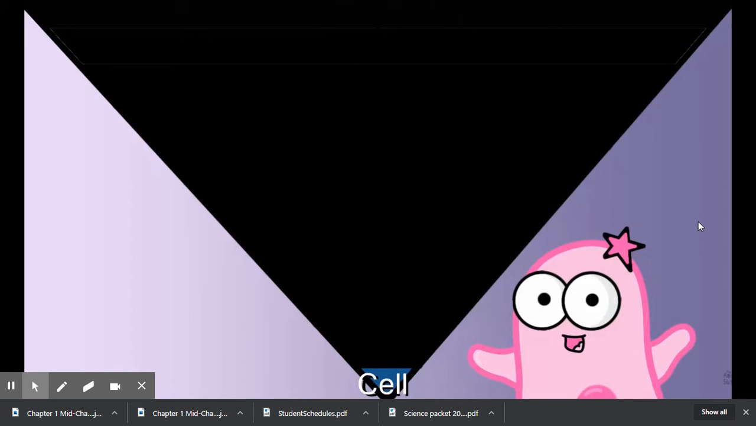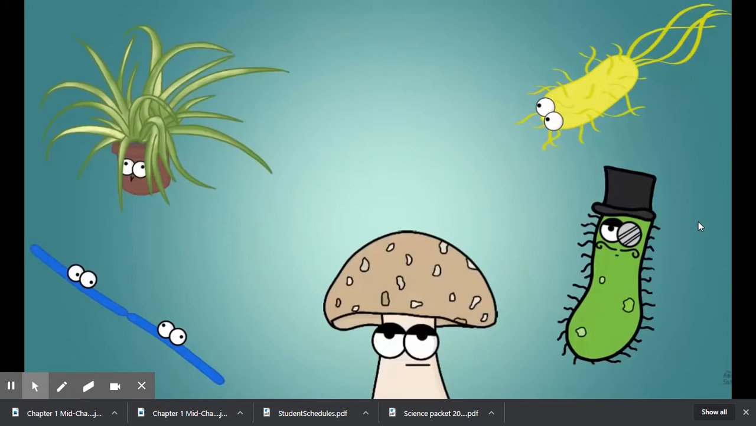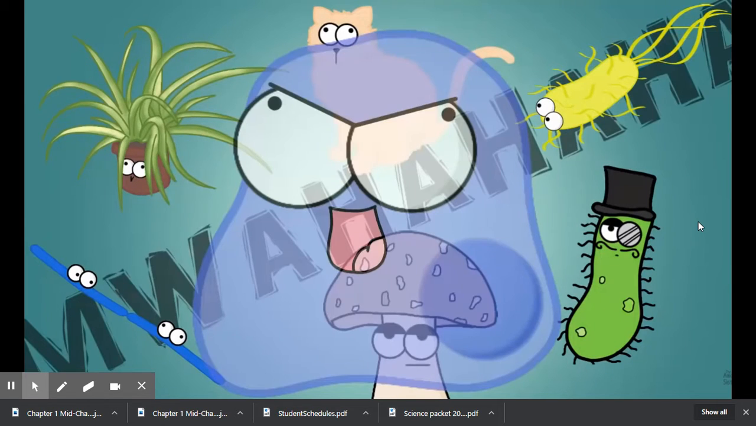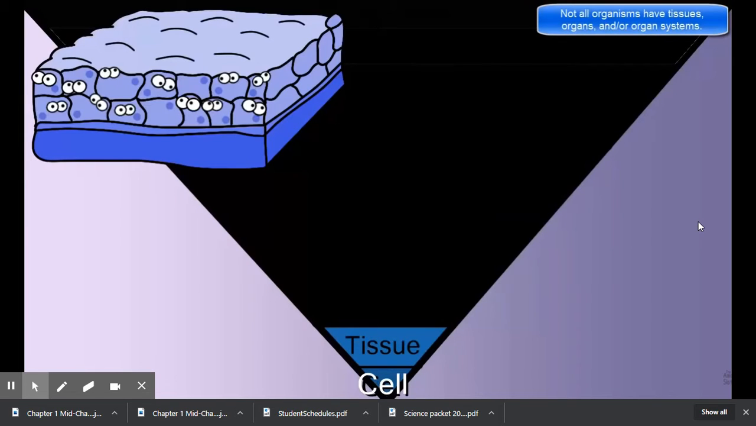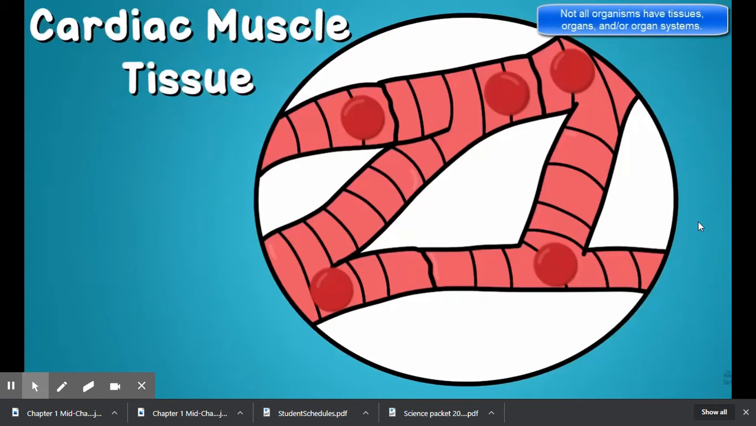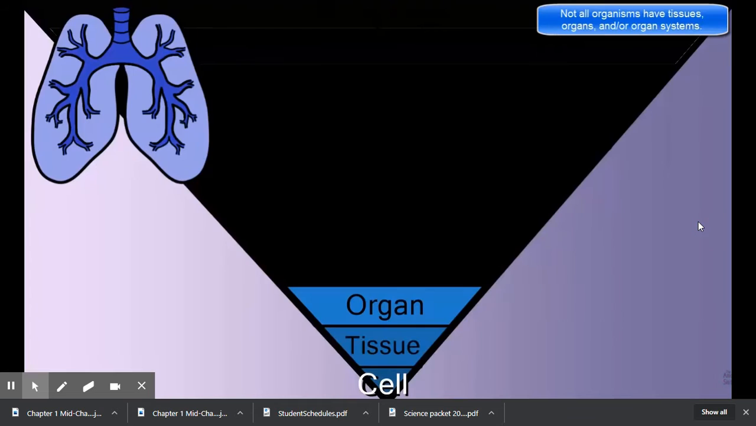It doesn't matter whether you're talking about bacteria, archaea, fungi, protists, plants, or animals. If you're talking about something alive, you're talking about something made up of one or more cells. Now, when you have a lot of cells that are working together for a combined function, you end up with the next level, tissues. An example of tissue includes cardiac muscle tissue, which would be made up of many cardiac muscle cells.